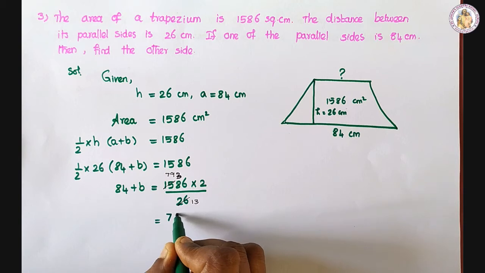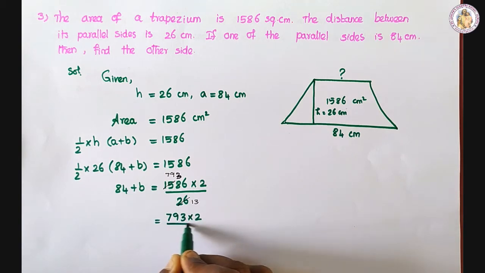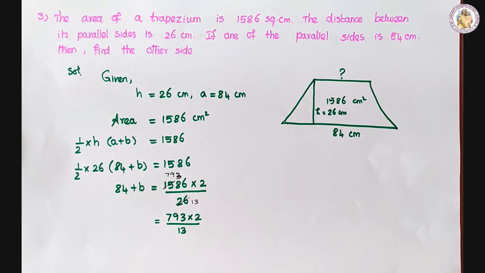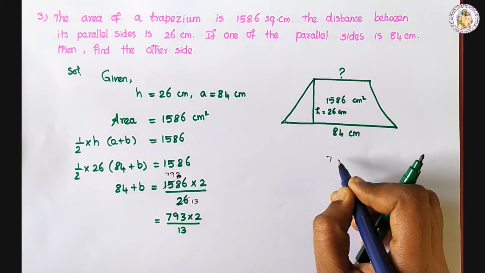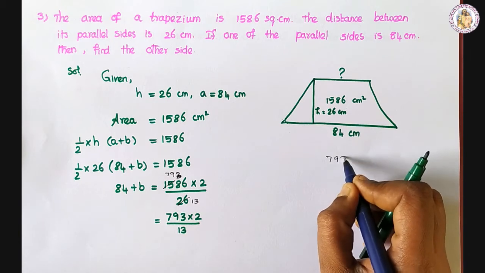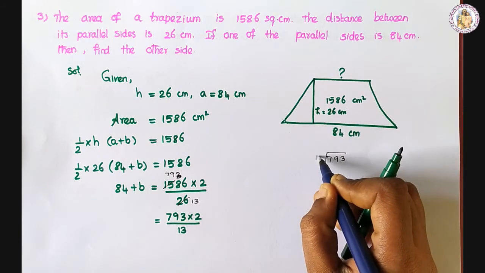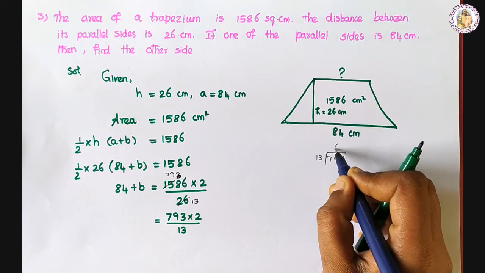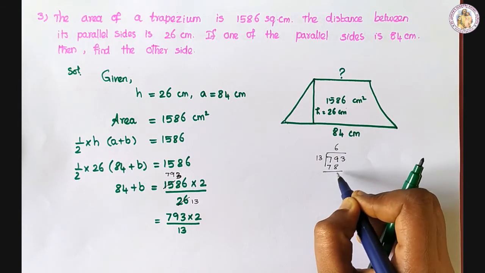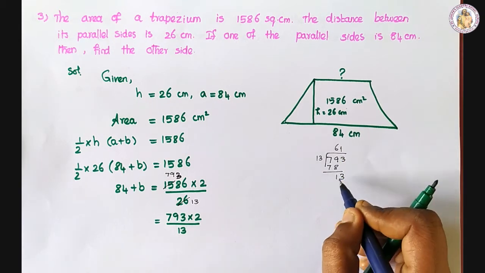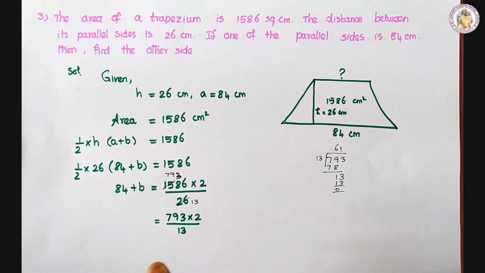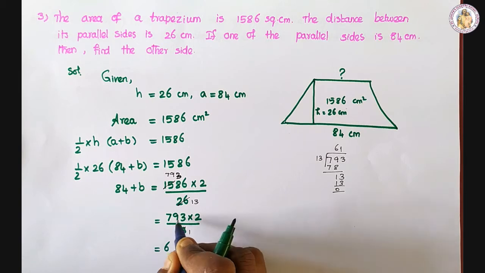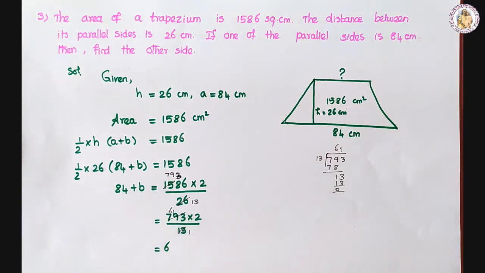So 793 into 2 divided by 13. 793 divided by 13. 6 13s are 78. Balance 1. So 13 one time. So 61. Cancel this, means 61 times. 61 into 2, that is 84 plus b.